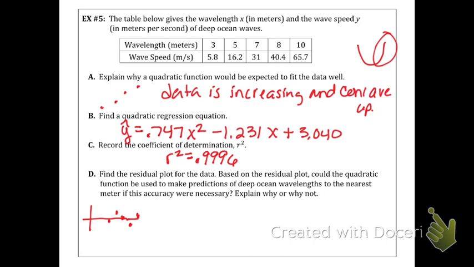So the residuals, there's no pattern. The residuals are close to the x-axis. So yes, the quadratic function could be used to make predictions. So random residual plot.